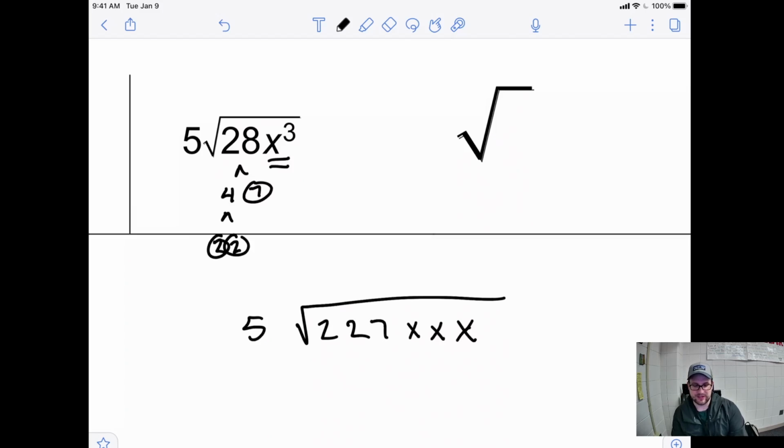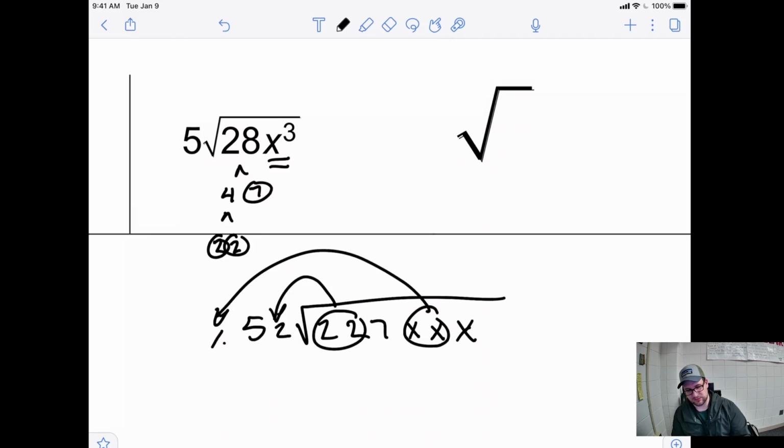This is where you want to take care of that 2 for 1 special. 2 2's, pull one out. 2 x's, pull one out. 5 times 2 gives us a 10. 10 times x is 10x. These are both gone. What was left inside?